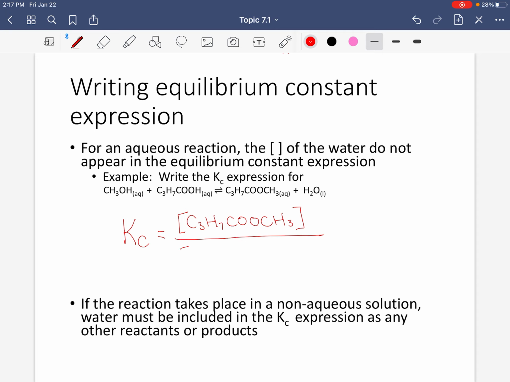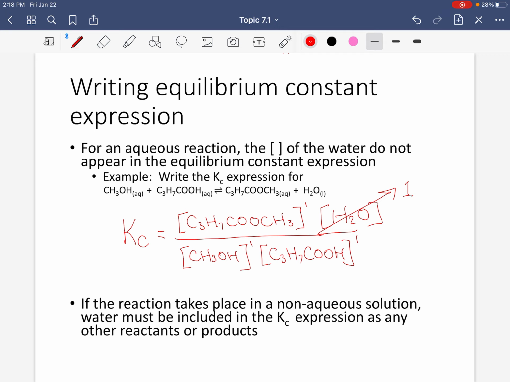Well, this is divided by the concentration of methanol to the power of 1. Oh, there's the power of 1 here. Times propanoic acid to the power of 1. That is your expression. Notice that I did not write this down because this is equal to 1 at all times.